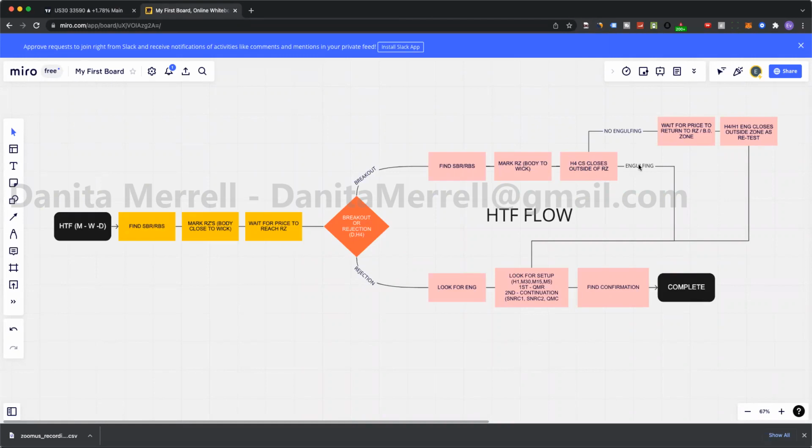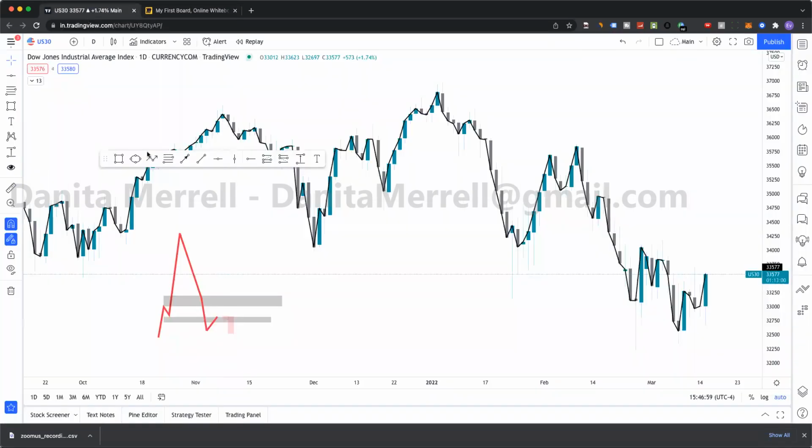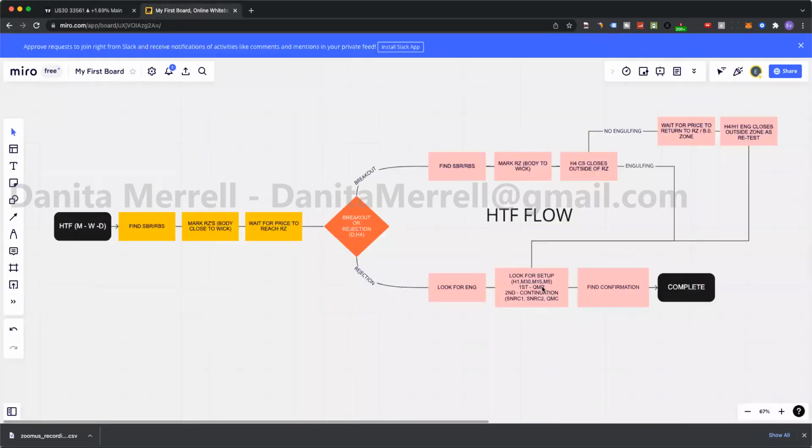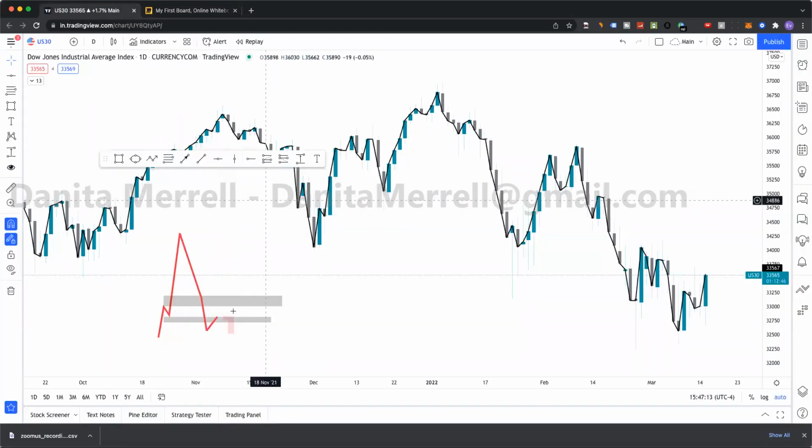If there is an engulfing pattern, then we just continue down, and this is already our engulfing right here. We would highlight that and then go and look for the setup, H1, M30, M15, and then find the confirmation and continue the flow. Now, let's say there is no engulfing pattern. So let's say price is just still playing around in this area without any engulfing.